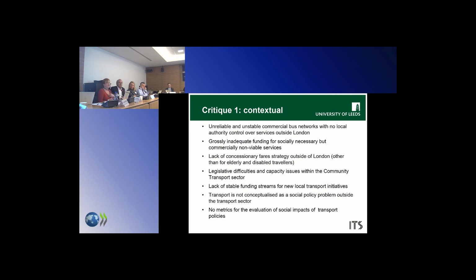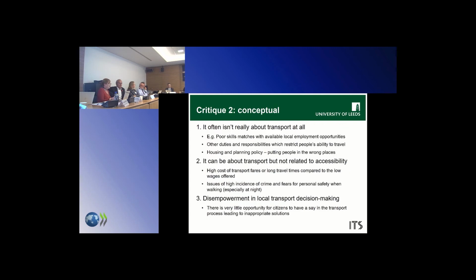So when people are thinking about social problems, they don't think about transport. Unemployment is largely not seen as a transport problem. Ill health is largely not seen as a transport problem. And there are not really proper metrics for the social impacts of transport policies at all.